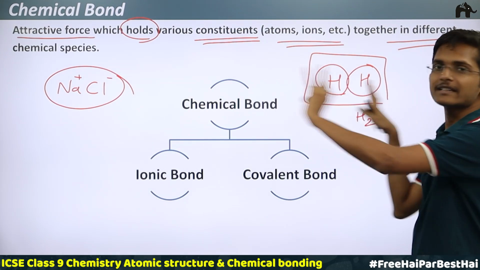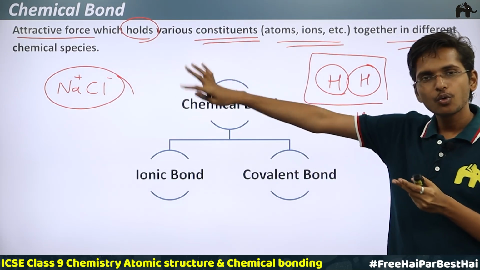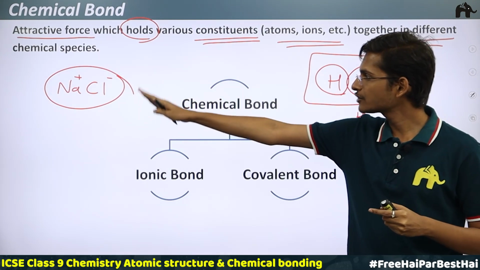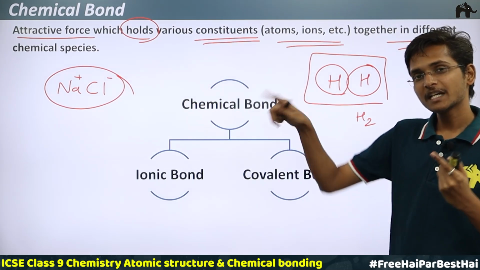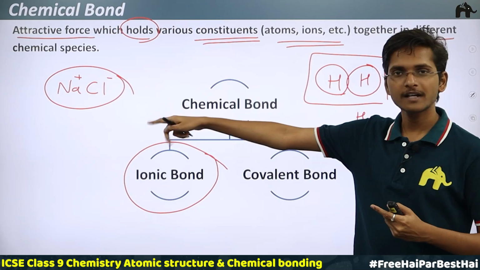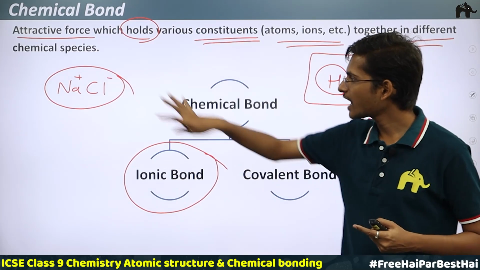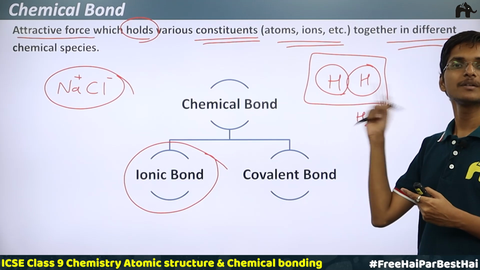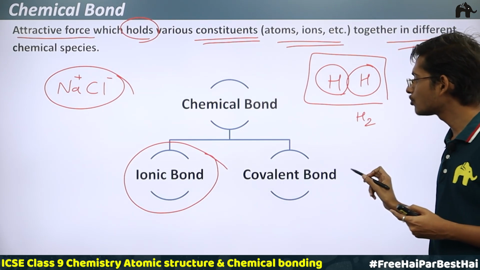Now, in both these cases, the attractive forces are different. That's why we can say that chemical bonds are of two types. The attractive force present between the sodium and chloride ions is a chemical bond, but that chemical bond's name is ionic bond. So we can say an ionic bond is present between these ions. And the attractive force between these hydrogen atoms is also a chemical bond, but which type of chemical bond? Covalent bond.